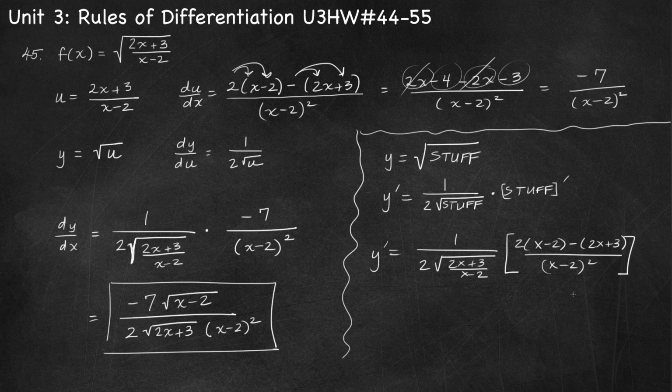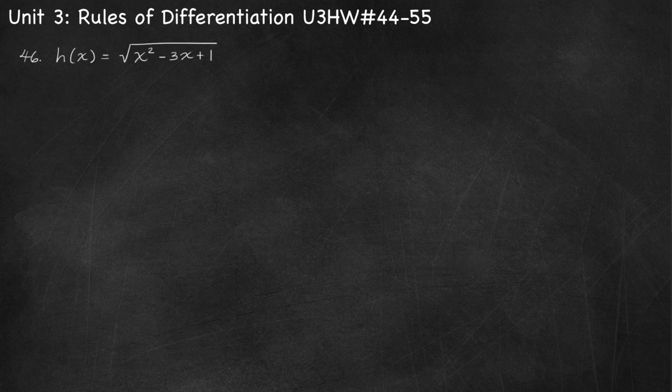Okay, so either approach is going to lead you to the same answer. Number 46, h of x equals the square root of x squared minus 3x plus 1. So my inside function is the x squared minus 3x plus 1. My outside function, y equals square root of u. I'm going to take the derivative of each of those. So the derivative of my inside function is du dx. That's equal to 2x minus 3.